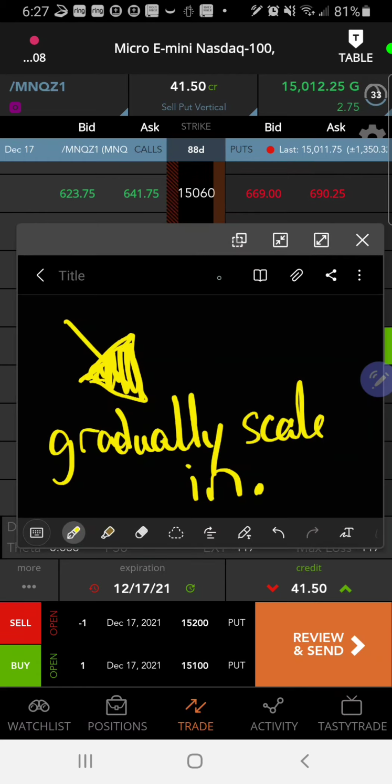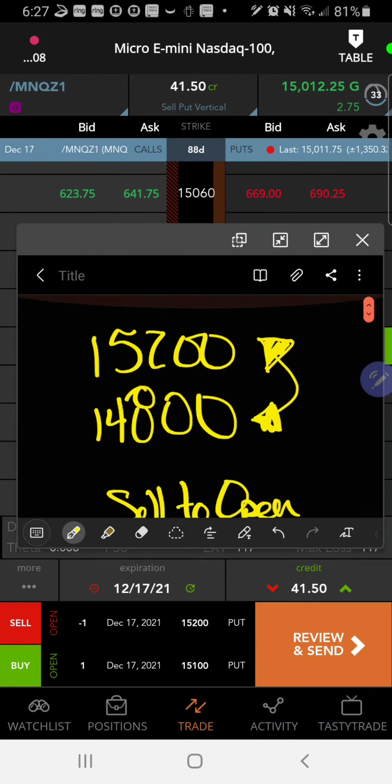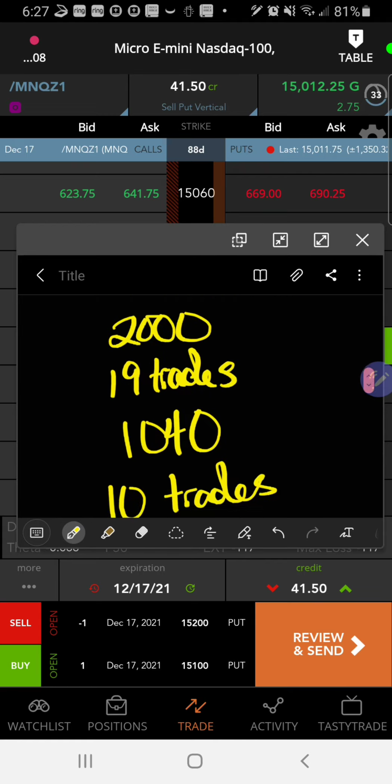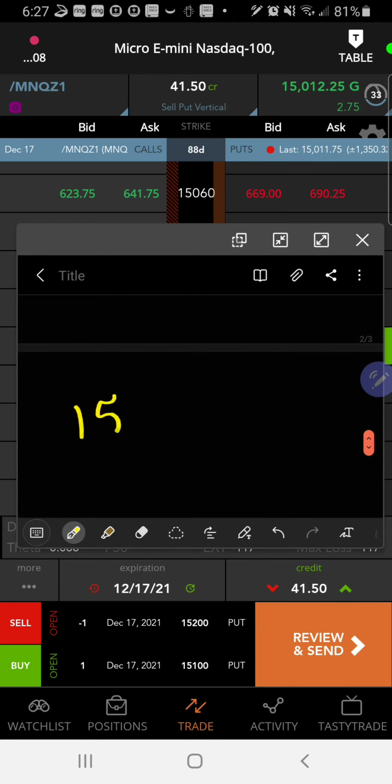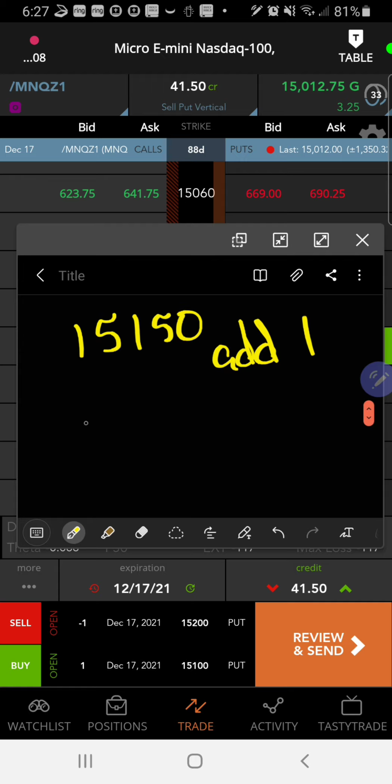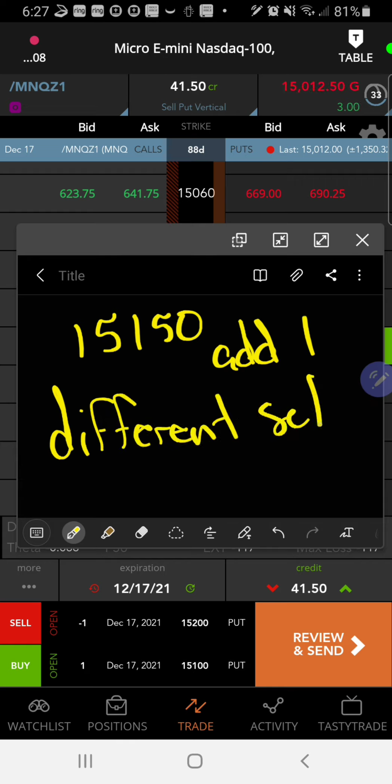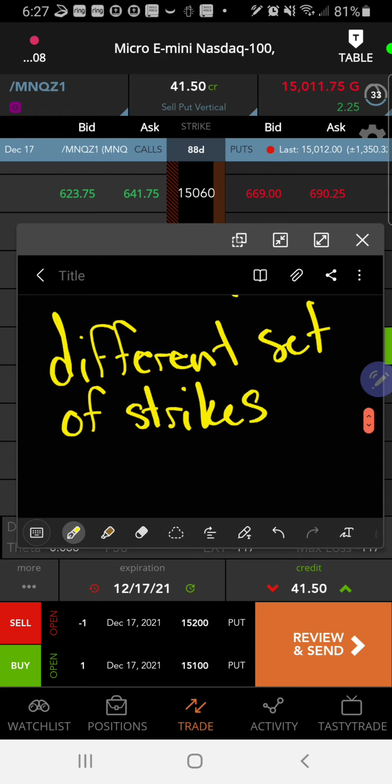So look, while it's going down, so let's see, it started at 15.2, went to 14.8, and then went back up to about 15,000. So when it got to 15,150, you can add one. But it's not enough to add one. You add one that's a different set of strikes. So you choose different strikes that now have a higher probability or now have about the same amount of credit as your original trade.